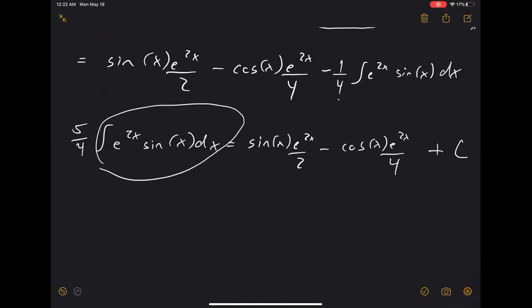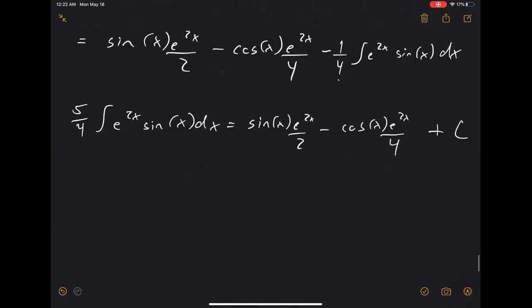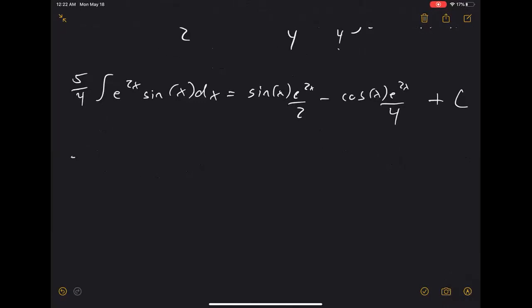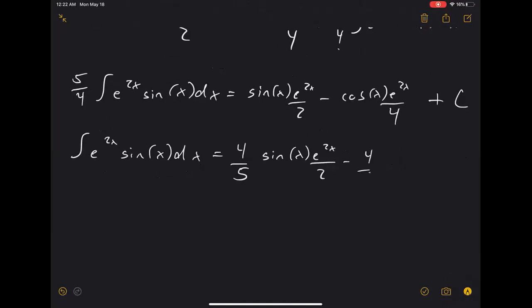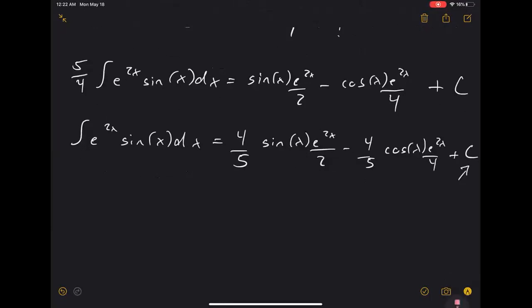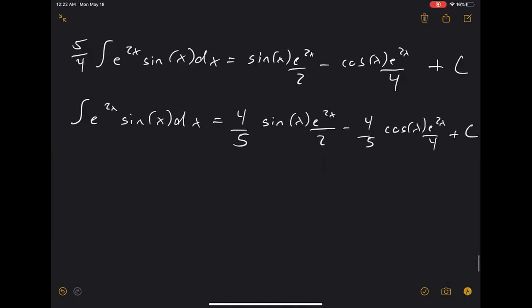And then remember that my original problem was finding just this integral by itself, right? In my original problem, there was no 5 over 4 out front. So I want to get rid of that from the left side. Well, how do I do that? I multiply both sides by 4 over 5. Okay, multiplying by a constant doesn't affect my constant of integration. That's still just going to be plus c. And then the rest is just simplifying.